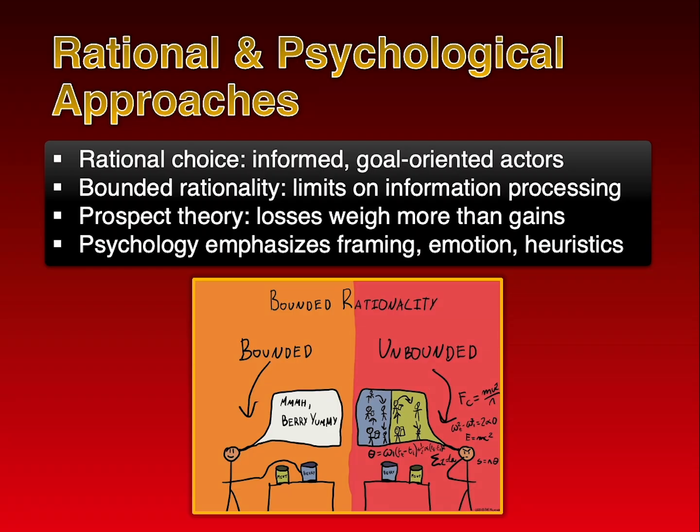Psychological perspectives reveal how framing, emotion, and shortcuts strongly influence decisions as well. Together, these approaches underscore that political choices aren't purely rational, but rather shaped by human limits.